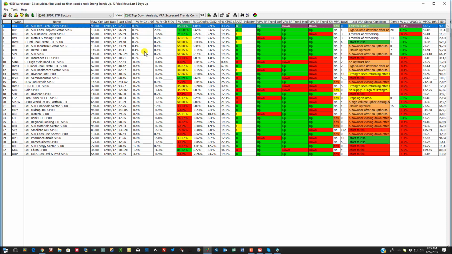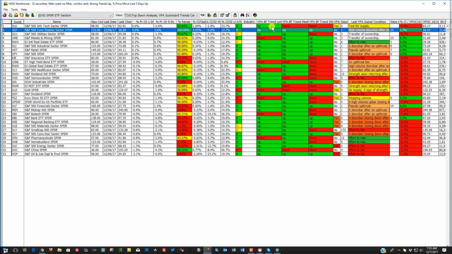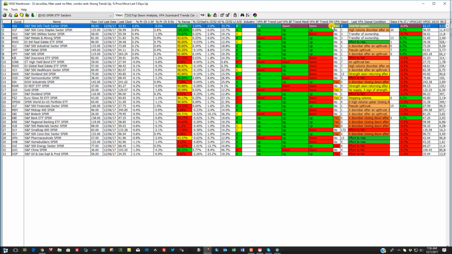I want to go up here to the tech sector, the top one from yesterday, up 0.6, but over a 5-day period it was down 0.6. So this group gained a little ground yesterday, but over the past 5 days it's still down. Now let's look over here at this scorecard. You can see that the long-term trend is up, the medium-term trend is down, and the short-term trend is down. And if you're in any of these tech stocks, or you've been watching the tech stocks, you know that there has been a pullback in tech stocks.